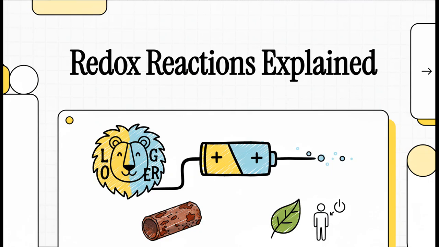If you've ever wondered how a battery actually works, or why a nail gets rusty, or even how your own body gets energy from food, you've actually stumbled onto this secret chemical process called a redox reaction. I know it sounds super complicated, but by the end of this, you're going to see it's just a swap that literally powers our entire world.